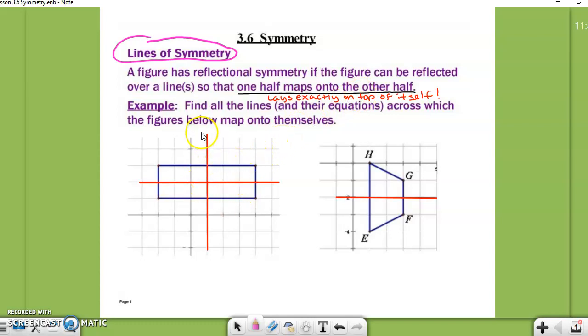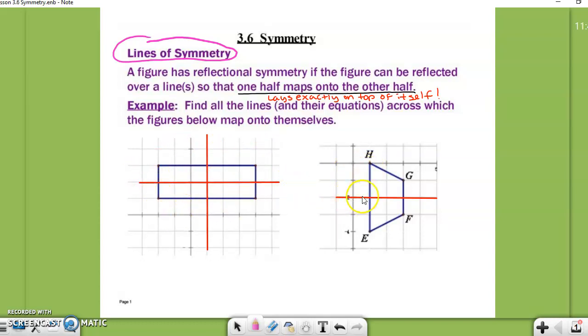Look at this figure here. If I were to fold it over this line, this part of the figure would fold directly over the line and land directly here. Nothing would be hanging out. And the same along this line. I could fold the figure either way and it would land directly. There would be no pieces hanging out. You can kind of fold it in half.